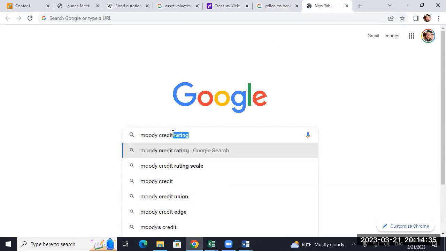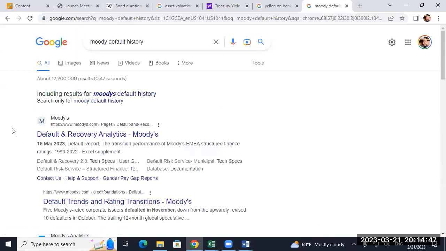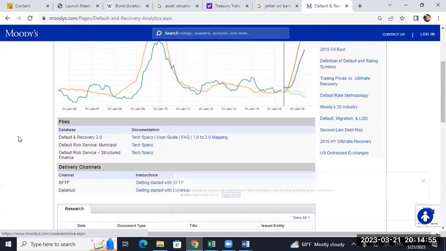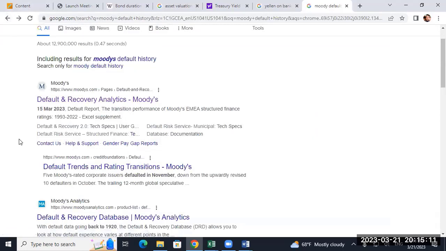Moody's credit, what do they call it? They have a default history. They publish a study that you can get every year. I don't know if this is it or not, but they publish a study, and they used to have the entire report, all 200 pages or whatever, that you could get for free. I don't know if that's still the case today. I have some of them out there from prior years that I've kept.